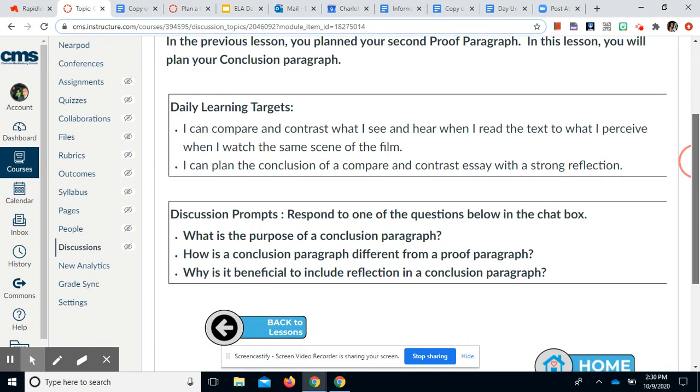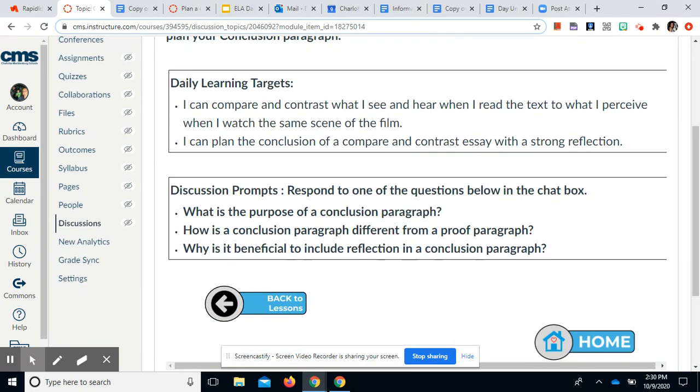Our learning targets: I can compare and contrast what I see and hear when I read the text to what I perceive when I watch the same scene of the film. I can plan the conclusion of a compare and contrast essay with a strong reflection.